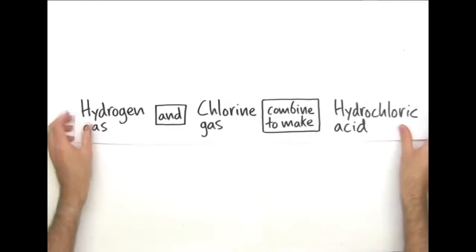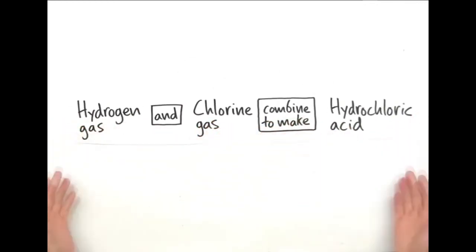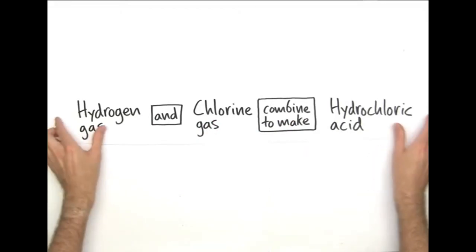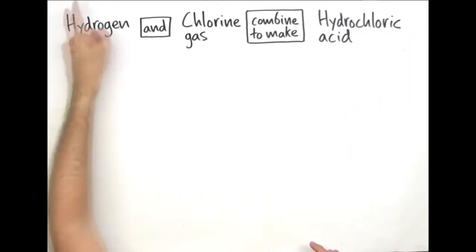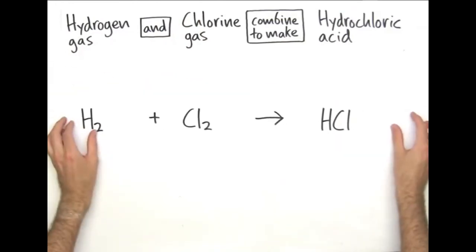We'll begin by looking at this chemical reaction. Hydrogen gas and chlorine gas combine to make hydrochloric acid. So this is how we can express this chemical reaction using words, and we often call this kind of thing a word equation. Now, we can use this word equation to write a chemical equation by taking each one of these things and writing the chemical formula for it, okay? So the chemical equation looks like this.